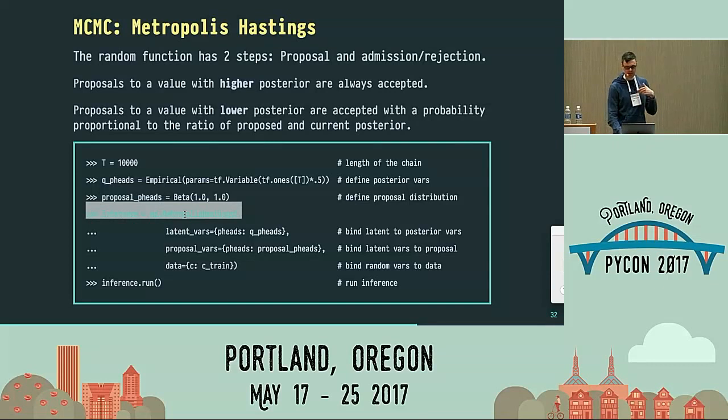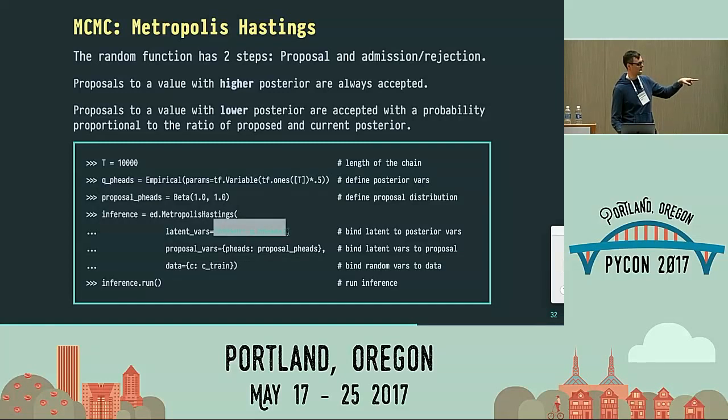Metropolis Hastings is now a class that inherits from this abstract inference class that you saw previously. So it has at least these 2 parameters here, latent_vars and data. And you see now this first one, latent_vars, actually makes sense. We have to tell Edward now that it should store this chain somewhere. And we do this now with this dictionary here. So we say, hey, whatever you come up with, if you iterate this chain, please store this in Q heads, which is this empirical placeholder. And then the other thing we already discussed is you have to bind the coin toss model, so the Bernoulli, to the actual observations, which was C-train.